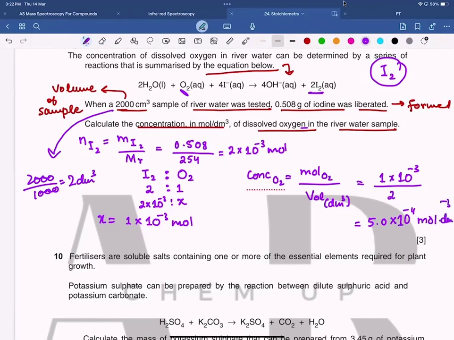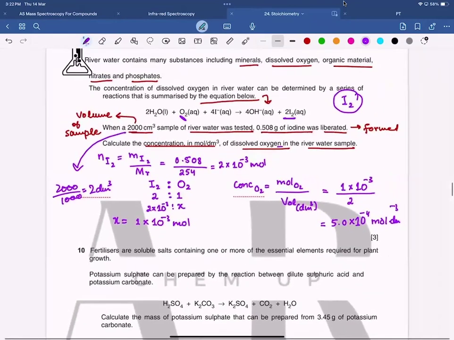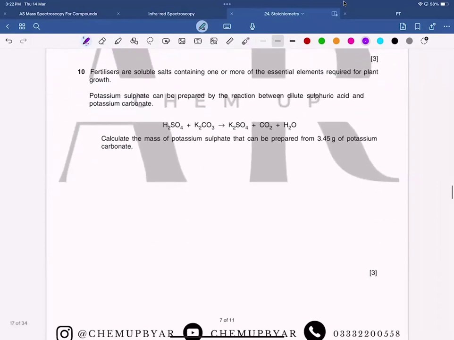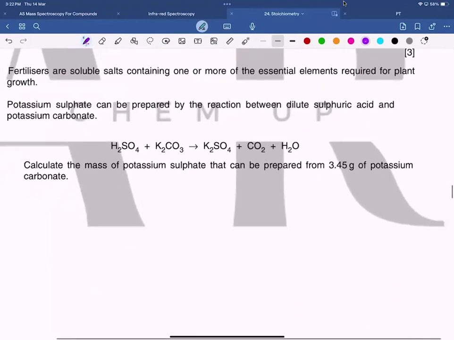Yes, is this understandable? Yes, Mustafa, Mujtaba, and Khatija. Yes, sir. Okay, now can you guys try this one?